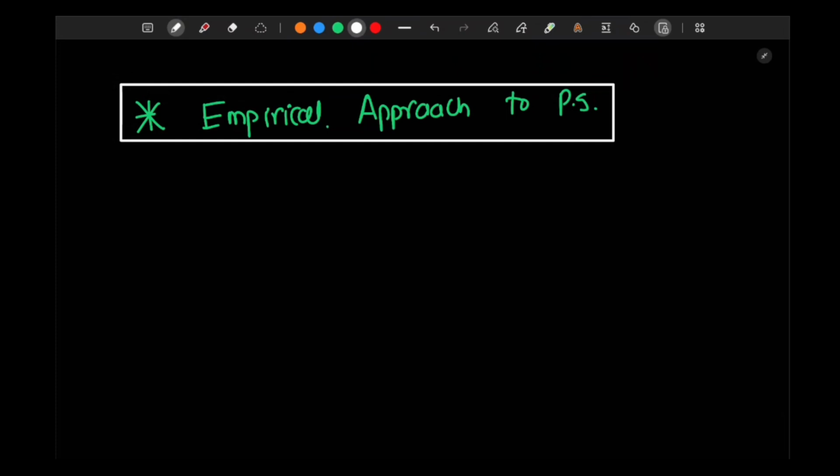Welcome back. In this lecture, we'll try to understand the empirical approach to political science. Empirical approach. What does empirical approach or empiricism mean? It is basically fact, observation, and reality based. Reality based.